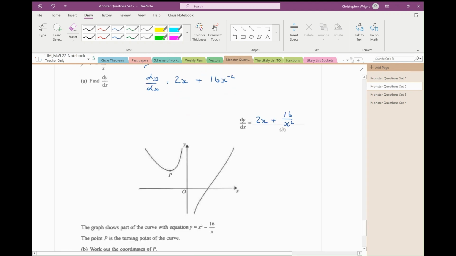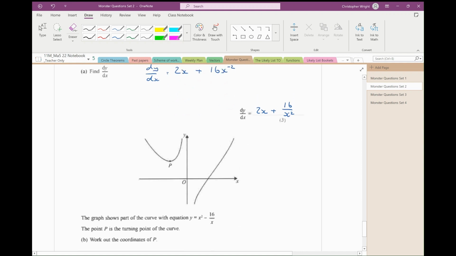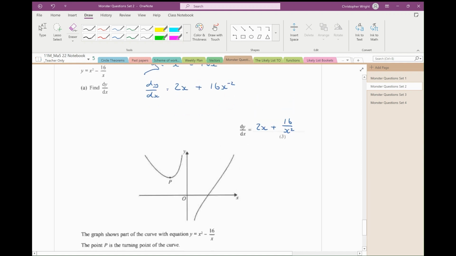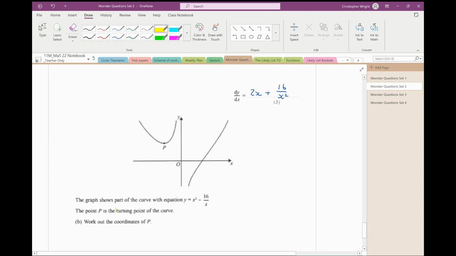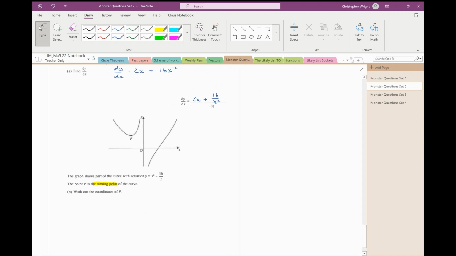Okay, let's have a look. Right, the graph shows part of the curve with that equation. Okay. The point P is a turning point of the curve. Right, that means that I know that at P, the gradient is 0. Work out the coordinates of P. Well, I know that at P, the gradient is 0. So I know that the gradient function, which is this, will equal 0 at the point P.